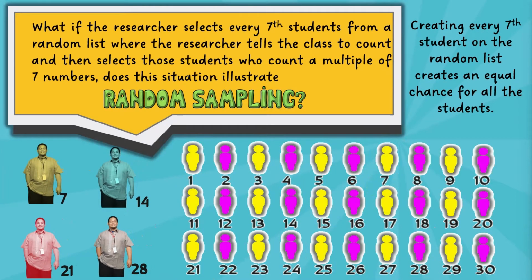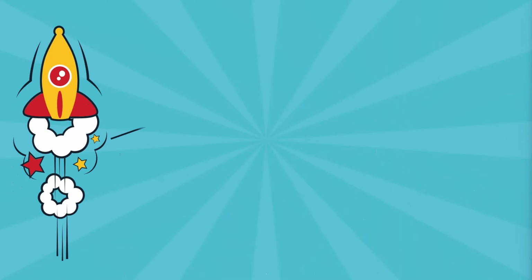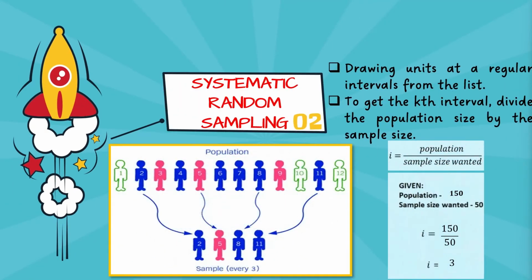Selecting every 7th student on the random list of names creates an equal chance for all the students. The same thing happens in selecting students who count a multiple of 7, or 7, 14, 21, and so on. So the second type of random sampling is systematic random sampling. It uses a list of all the elements in the population, and then elements are selected based on the kth consistent interval.